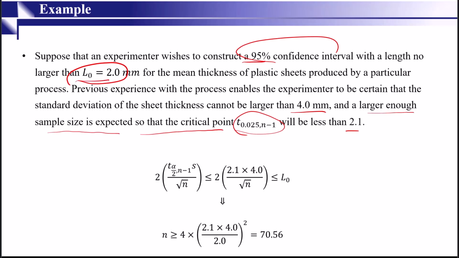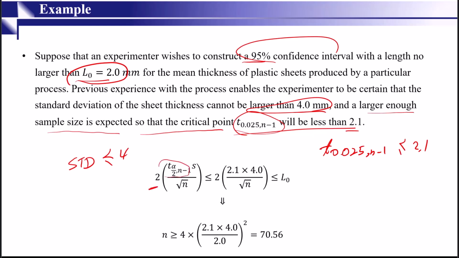So the known fact is that the standard deviation, the STD, is less than or equal to 4. And we have the assumption here that t0.025,n-1 is less than 2.1. So we can write it this way: t0.025,n-1 is less than or equal to 2.1. So this is for a large enough sample size. Then the critical point multiplied by the standard deviation over root n is less than L0. So we found that the critical point is 2.1.